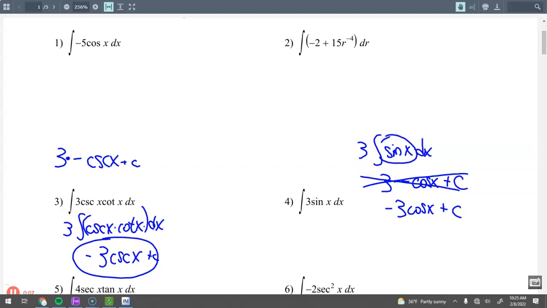I don't know if this step is really even necessary. I think you're going to get to the point where you go, okay, the integral of sine is negative cos, the 3 drops, I'm going to make it negative, and you'll just be doing that. I'm just showing you the longer and more detailed steps for now.